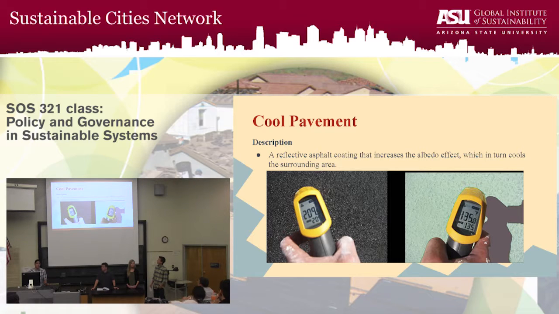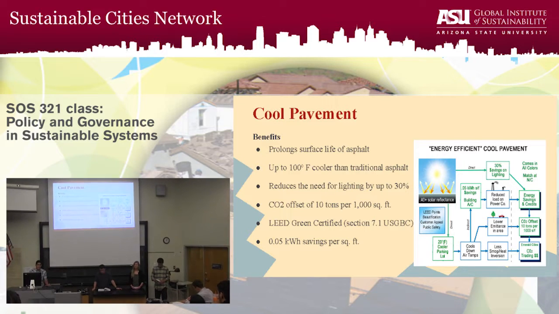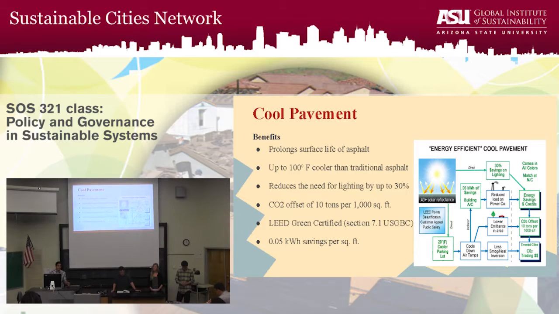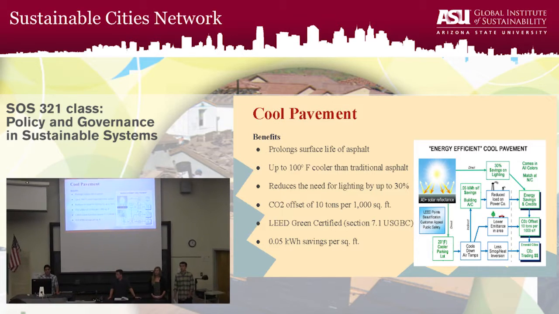A brief description: it's basically a coating that you put on, usually asphalt, to increase its reflectivity, which in turn doesn't allow as much heat to be absorbed by the material, which equals less heat being released during the nighttime, and less urban heat island. Some benefits of cool pavement: it prolongs the surface life of asphalt because it doesn't absorb as much heat, and heat in itself is a deteriorative force for asphalt. So take some of that away and you have a longer life.